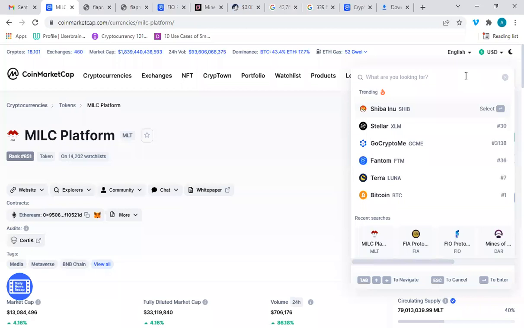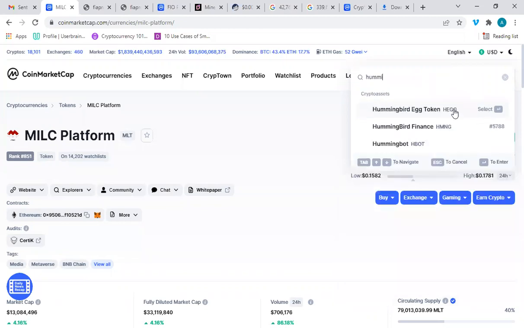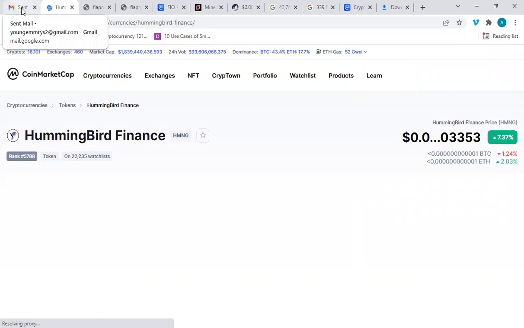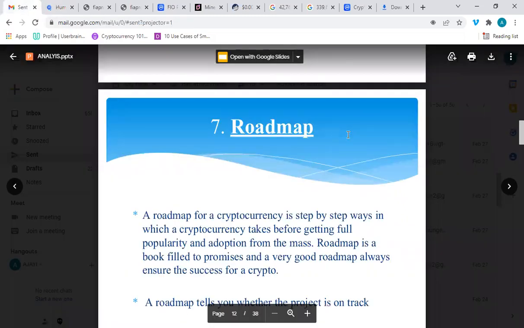So let me show you. I pray time permits me. Let me show you Hummingbird. Let me show you the roadmap. Okay, this is Hummingbird Finance. Yes. I think I can use the remaining minute to check it. So when I check the roadmap, I always easily identify a scam coin. Checking the roadmap, why? Because 80% of what is in the roadmap will always be marketing.